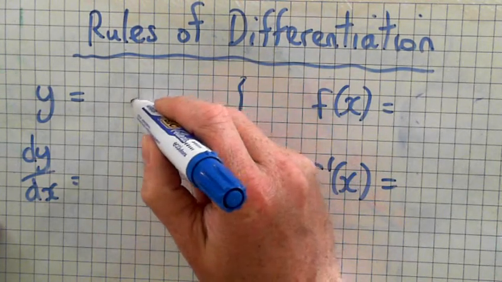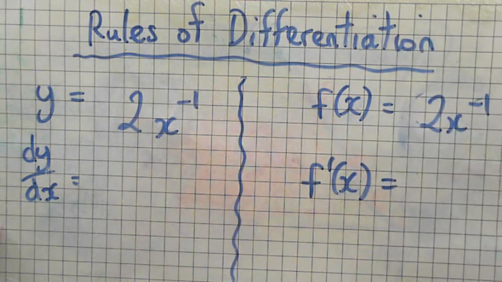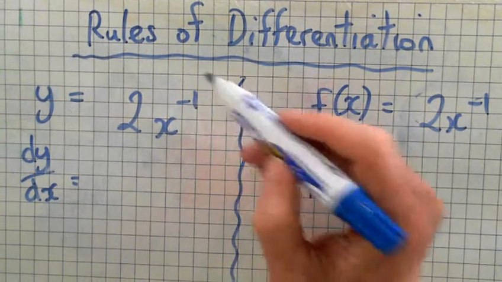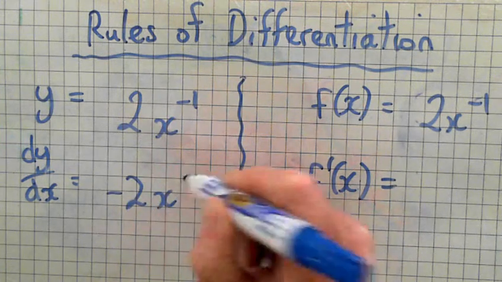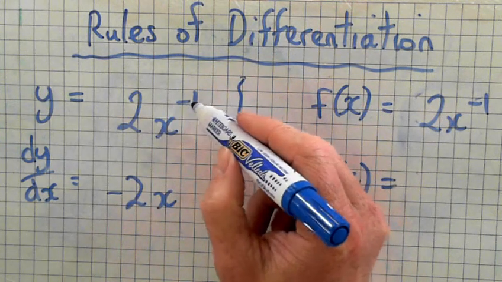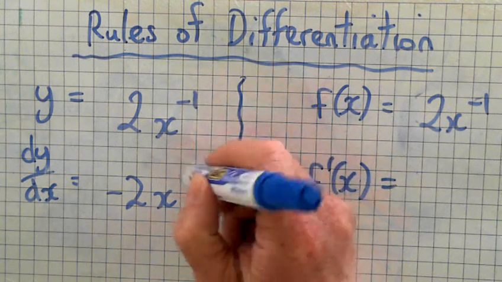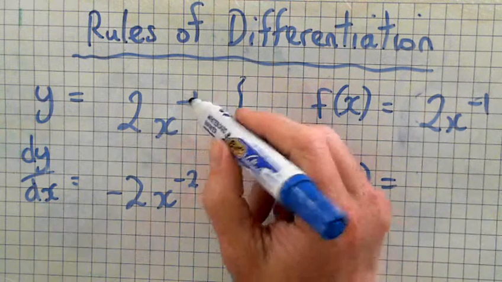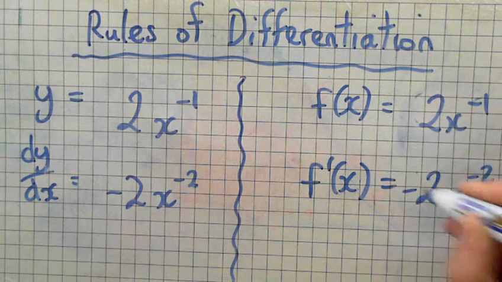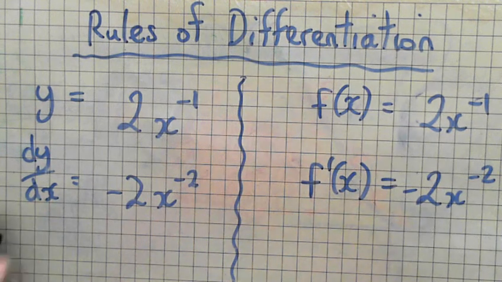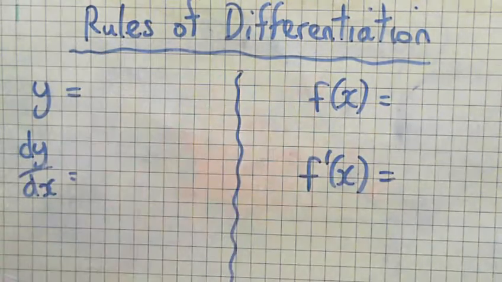Here's where you have to use your head. Let's say we had 2x to the minus 1. The same rules apply. Multiply the power, minus 1 times 2. What happens when you reduce the power? Subtract 1 from that. Think of the number line. Minus 1 minus 1 is minus 2 on the number line. Okay, the same rules apply.